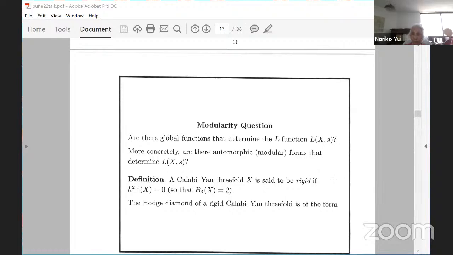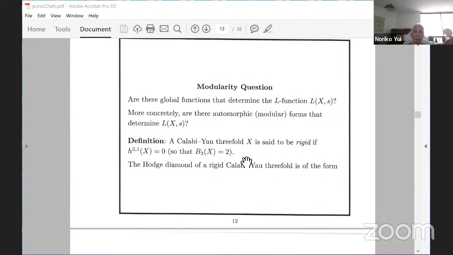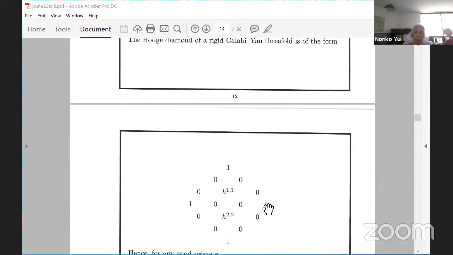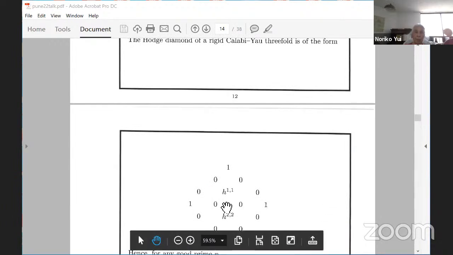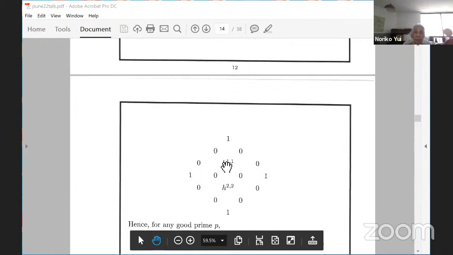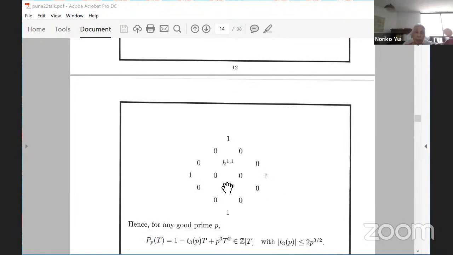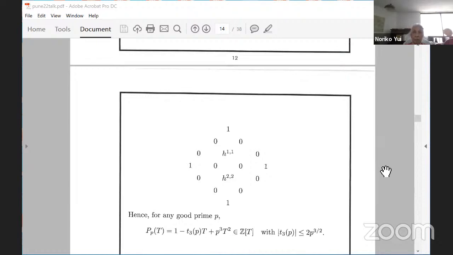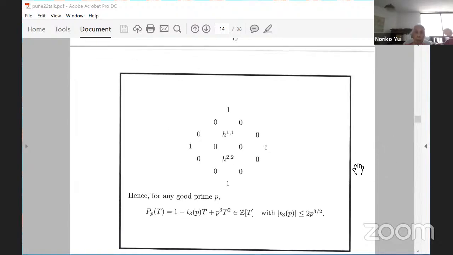Not computing for individual primes P. So you need some global function. And this is either modular forms or, more generally, automorphic forms. So we can do this in some special cases, namely when the Calabi-Yau threefold is rigid, meaning H21 equals 0. So the Hodge diamond looks like that. H11 cannot be 0. So for this rigid Calabi-Yau, mirror symmetry doesn't work, because if you interchange H11 and H21, H11 becomes 0. So it's not Calabi-Yau. So there's something called Fano. The mirrors of rigid ones are not Calabi-Yau threefolds.